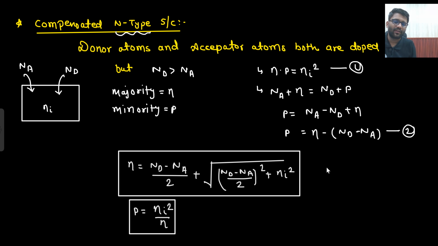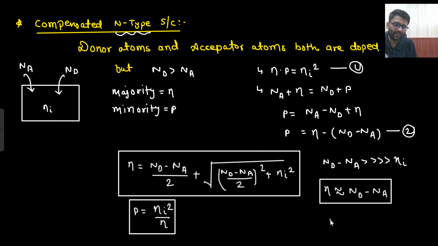And if your Nd minus Na is much greater than Ni, that means doping is very high. Both of the dopings are very high, or Nd is very high. Whatever it is, Nd minus Na is much greater than Ni. Then what will be the answer? N will be approximately equal to Nd minus Na, not Na minus Nd, because Nd is higher, no? It would be approximately equal to Nd minus Na.